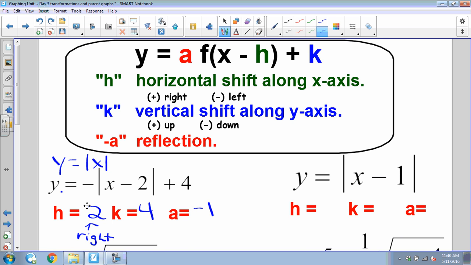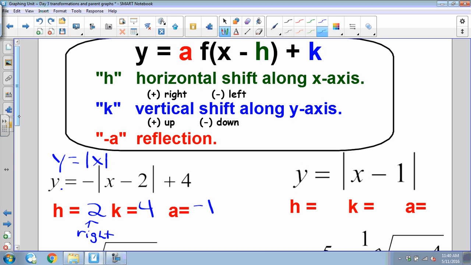Now, for this next one, what's H? That means it got shifted where? 1 to the right. What's K? 0. So it didn't go up or down at all. And what's A? 1. So is it reflected? No. Okay.